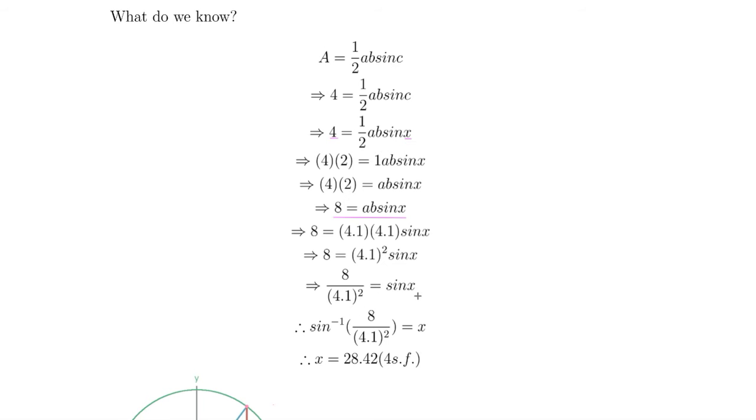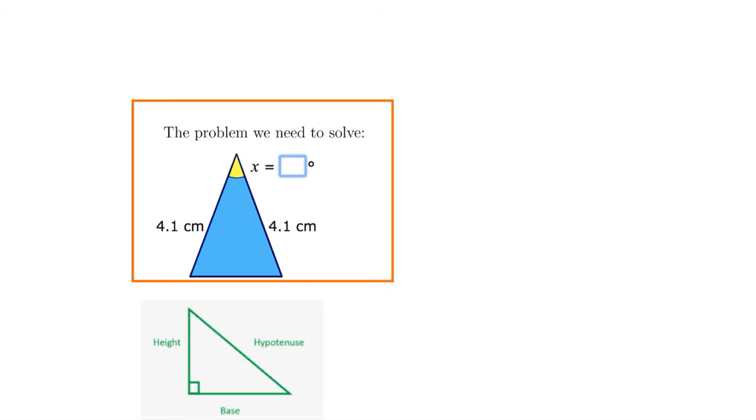So what is the x? Well, to do that, we do sine to the power minus 1 of 28 over 4.1 squared, and you'll end up with an x of 28.42 to 4 significant figures. And so when you consider this, that should be 28.42 degrees. That seems about right to me.